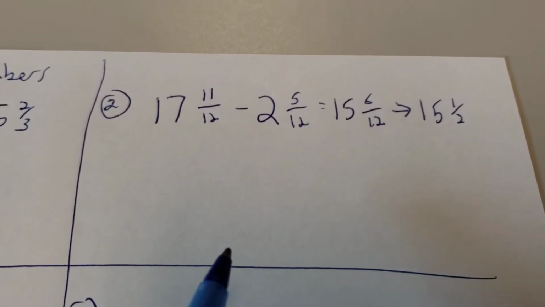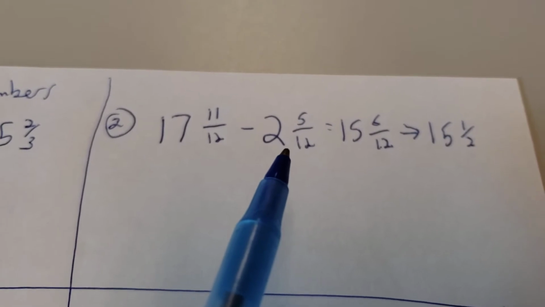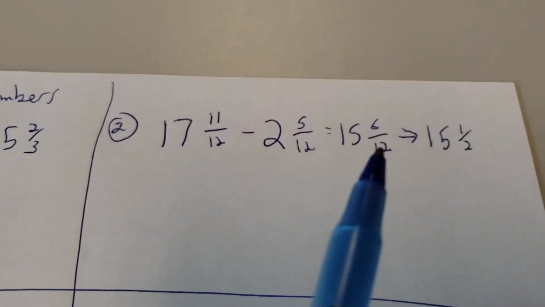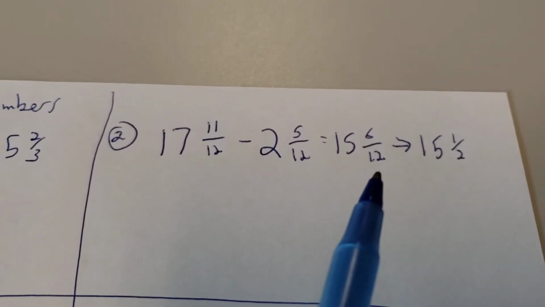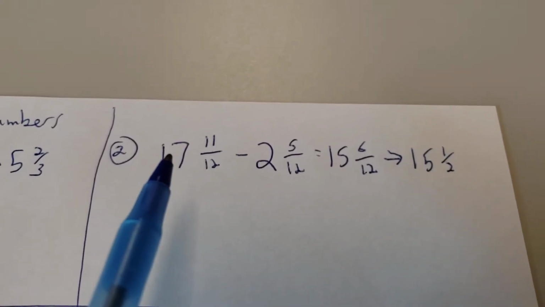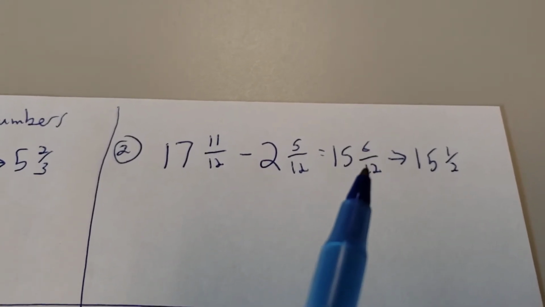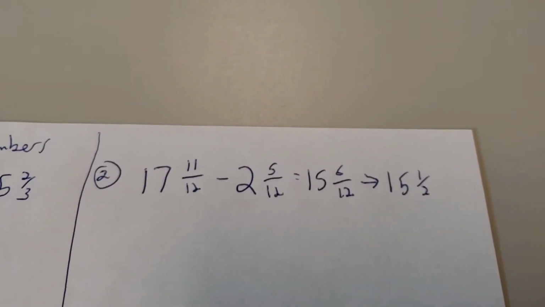Number 2, 17 and 11/12 minus 2 and 5/12. Well, 11 minus 5 gives me 6 of the twelfths, because I was able to subtract those right away since they had the same denominator. And 17 minus 2 gives me 15. Now 6/12, be careful, can still go down to lowest terms, which takes me down to 15 and 1/2.